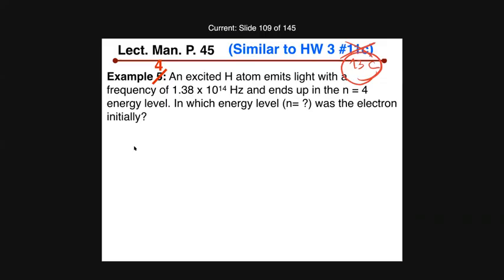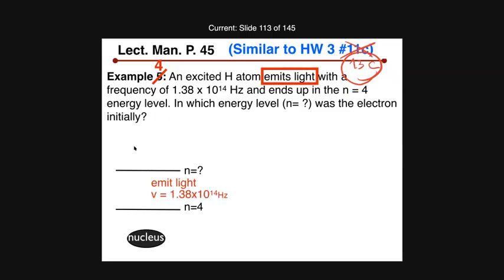Okay, so how can we do it? Let's take a look at what the information is giving us first. It is giving us frequency, and it tells us about one n value, asking for another n value. So we are going to draw the picture first, so that it helps me see clearer. We have the nucleus and two energy levels. It says the electron ends up at n equal to 4, so it's n up to n equal to 4.